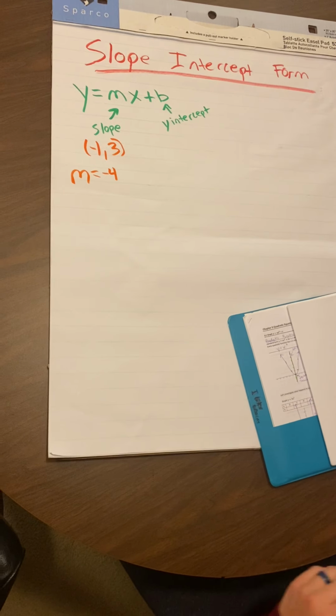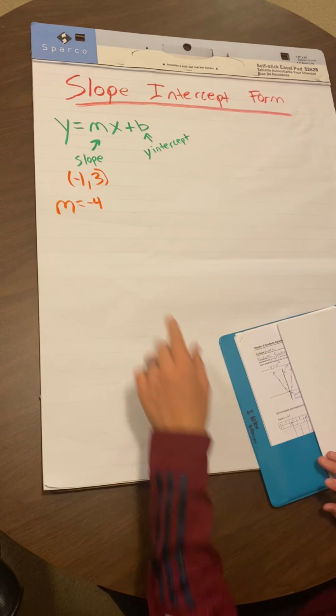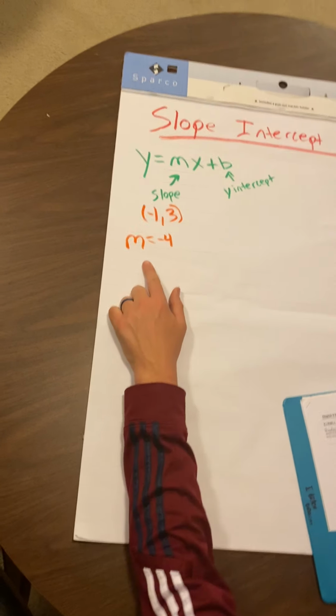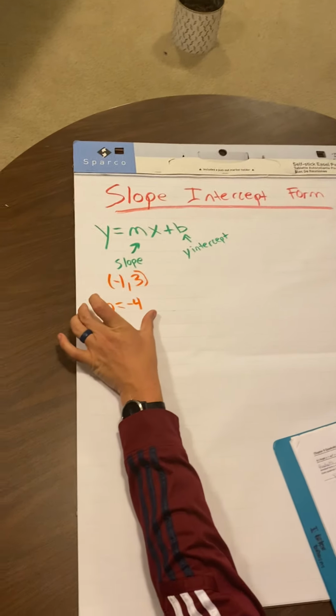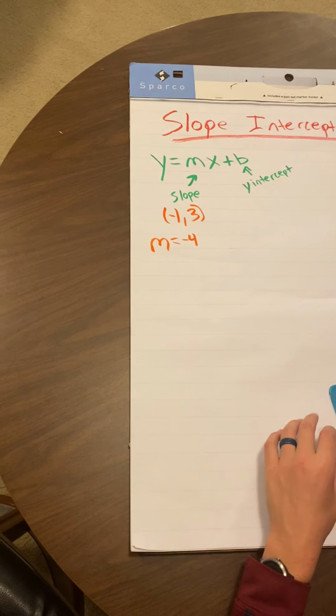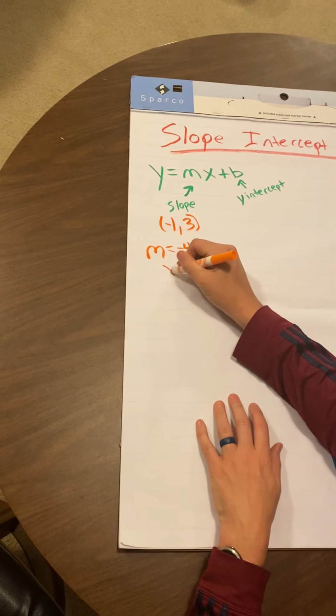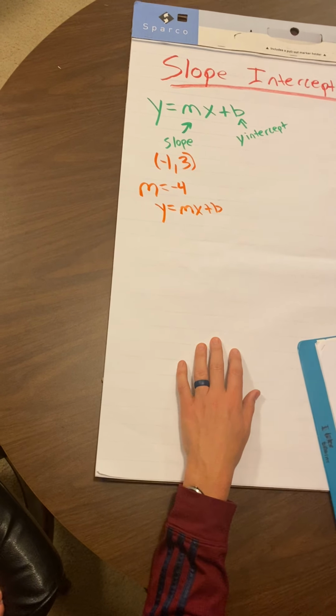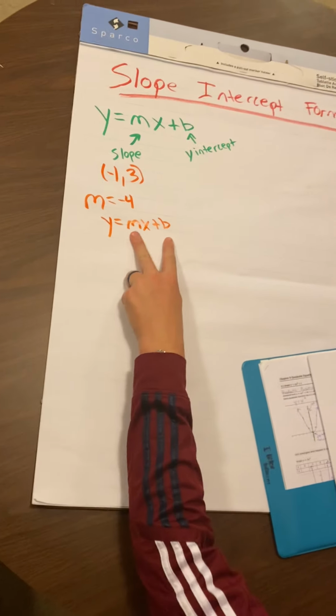All right, in order to write this in slope-intercept form, we need to know two things: the slope and the y-intercept. Well, they gave us the slope. The orange is what was given to you. So we're going to rewrite y equals mx plus b. We need to find out the slope and y-intercept.